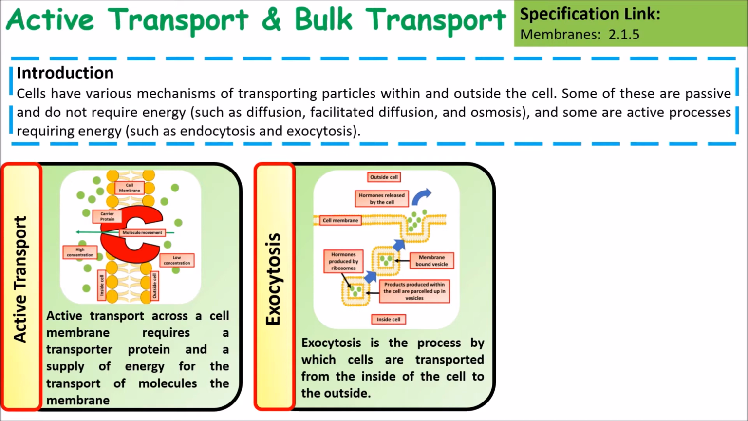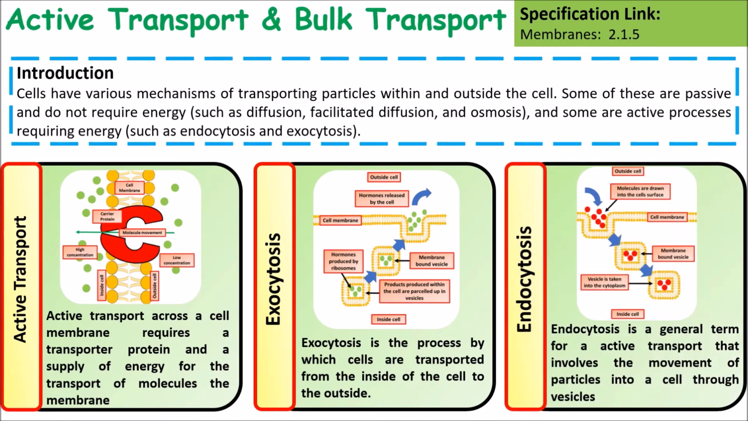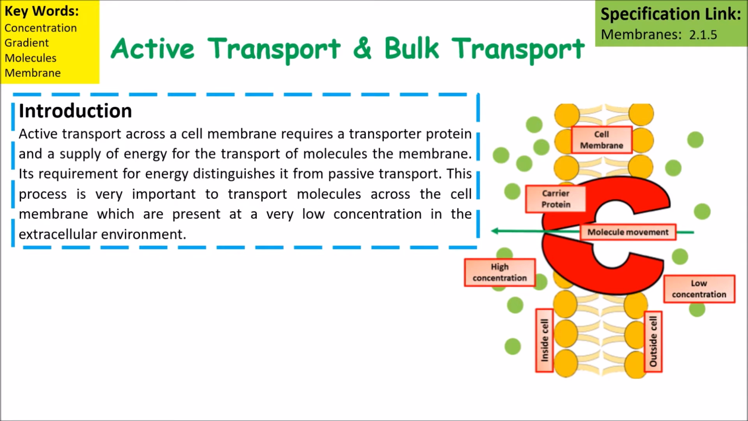Exocytosis is the process where products made inside of a cell are exported out of the cell. And endocytosis is where products are taken into the cell. Transport across the cell membrane requires a carrier protein and a supply of energy to transport the molecules across the membrane. The requirement for energy distinguishes it from passive transport. This process is very important to transport molecules across the cell membrane which are present at very low concentrations.